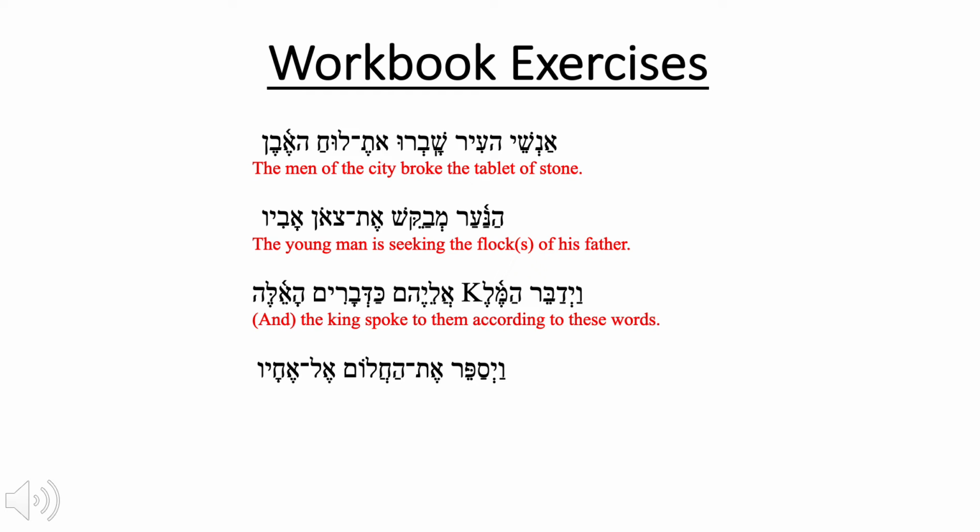We then have a preposition, el, meaning to, combined with a pronoun. And then we have a comparative, ka, which is translated usually as like or as these words, kadavarim, ha'ela, these words. However, in this particular case, it's probably best to translate it the way that it is here, according to these words. He spoke to them like these words. He spoke to them in this way, according to these words. How do we translate the last one?